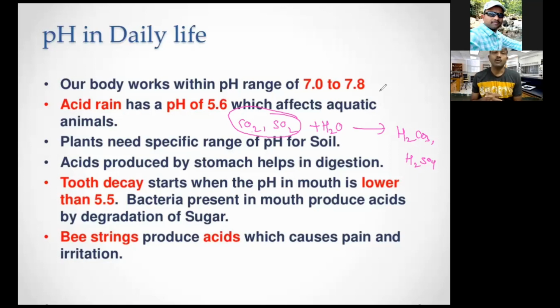Okay, now tooth decay. It will start to decay when, after taking meals, you are not washing your mouth properly.